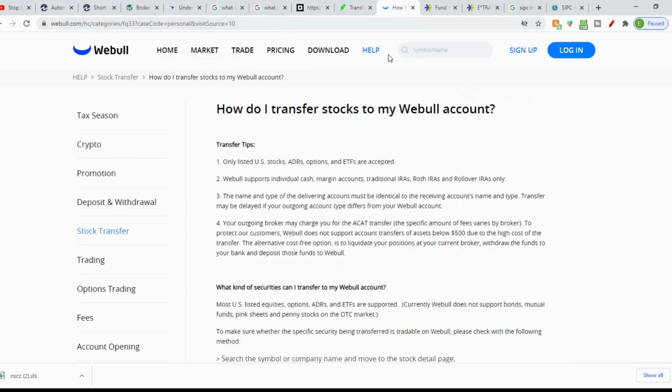All right? Now, here's Webull. And again, they're on the ACAT system as well. And again, only listed U.S. stocks, ADRs, options, and ETFs. They also support cash, margin accounts, traditional IRAs, Roth IRAs, and rollover IRAs. That's all you can transfer to Webull. So if you have something else like a mutual fund, can't happen. If you have an annuity, can't happen.